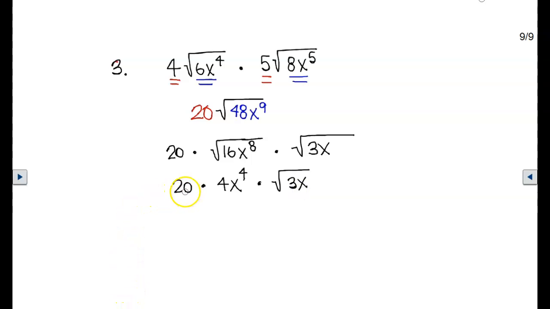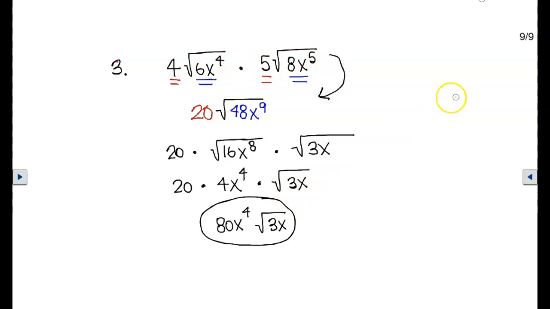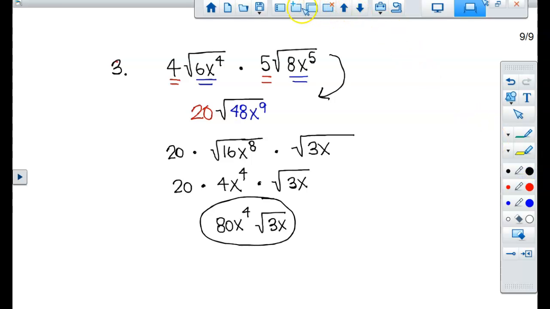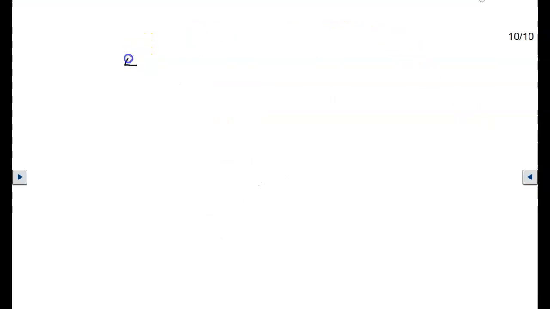And now one last thing to do. We can multiply 20 times 4x to the 4th, which will give us 80x to the 4th. And then we have the square root of 3x. So right there is your final answer. Now again here, just to emphasize, this first step from here to here is the only new part of this. The rest of it is the simplifying that we've already talked about. All right, we're going to look at one last one.